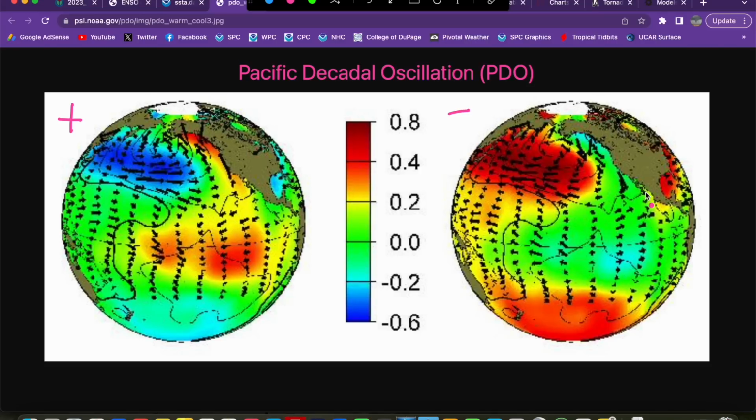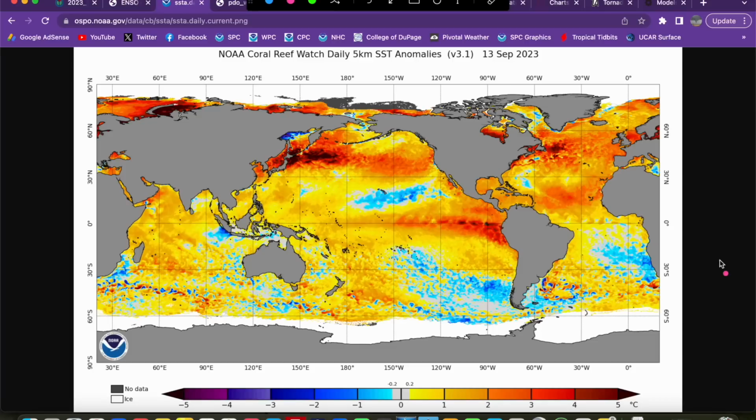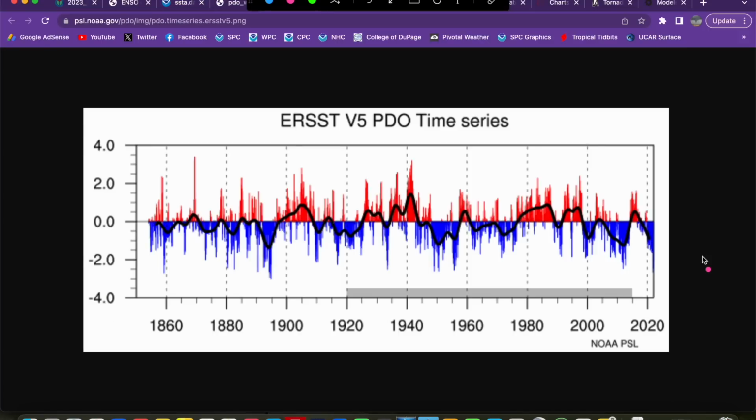Nouri et al. discuss that a negative PDO is linked to increased tornado frequency across the U.S. versus a positive PDO due to favorable alterations in the jet stream. And if we take a look at our map of global sea surface temperature anomalies, even though we do have slightly warmer than normal waters along the Pacific coast of the U.S., the waters in the North Pacific are significantly above average, representing a strongly negative PDO. And our time series of PDO data shows that we have been in a strongly negative PDO phase for quite some time now, and this will likely continue into the foreseeable future.